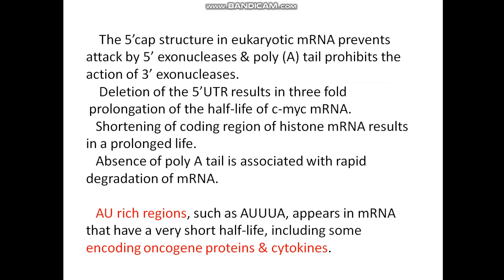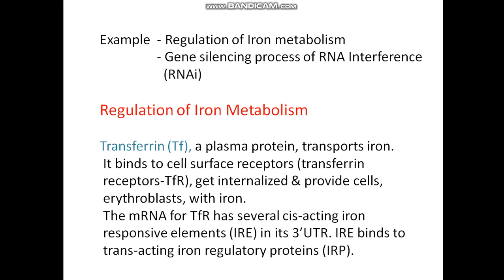The 5' structure prohibits the action of 3' exonuclease. Deletion of the 5' UTR results in a threefold prolongation of the half-life of c-Myc messenger RNA. Shortening of the coding region prolongs the life. Absence of a poly-A tail causes rapid degradation of messenger RNA. If there are AU-rich regions, the messenger RNA has a very short half-life, for example those encoding oncogenes or proteins and cytokines. Here are examples of regulation of iron metabolism and the gene silencing process of RNA interference.